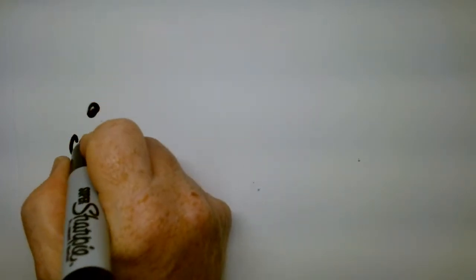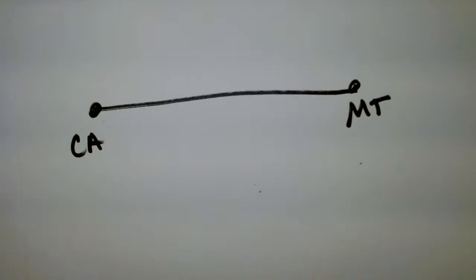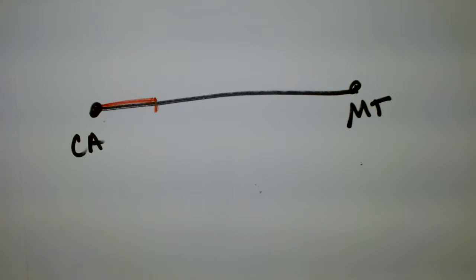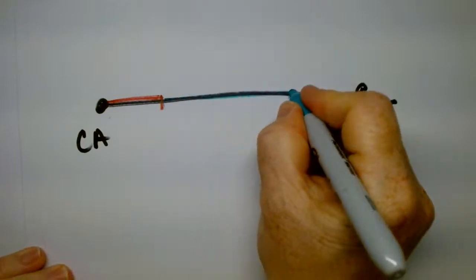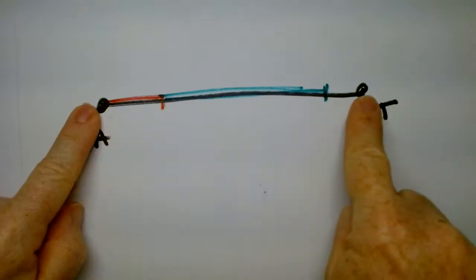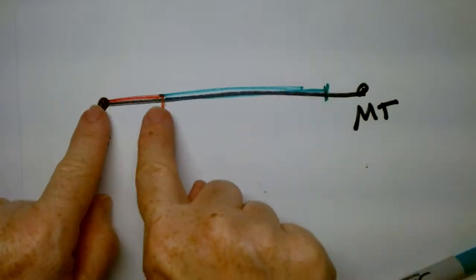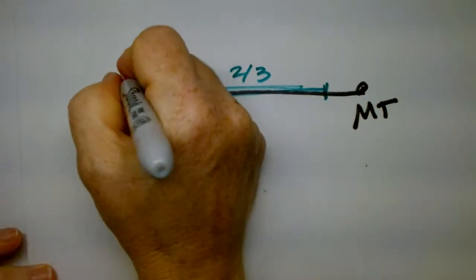Okay. So here's California, here's Montana. And you drove, okay, here's there. This is you went a quarter of the way. And then 2/3 is about there. So I went from here to there. So 2/3 is 2/3 of the whole black line. I kind of eyeballed it, and then I shifted it over because you drove a quarter. So the blue line is 2/3, and the red line is 1/4.